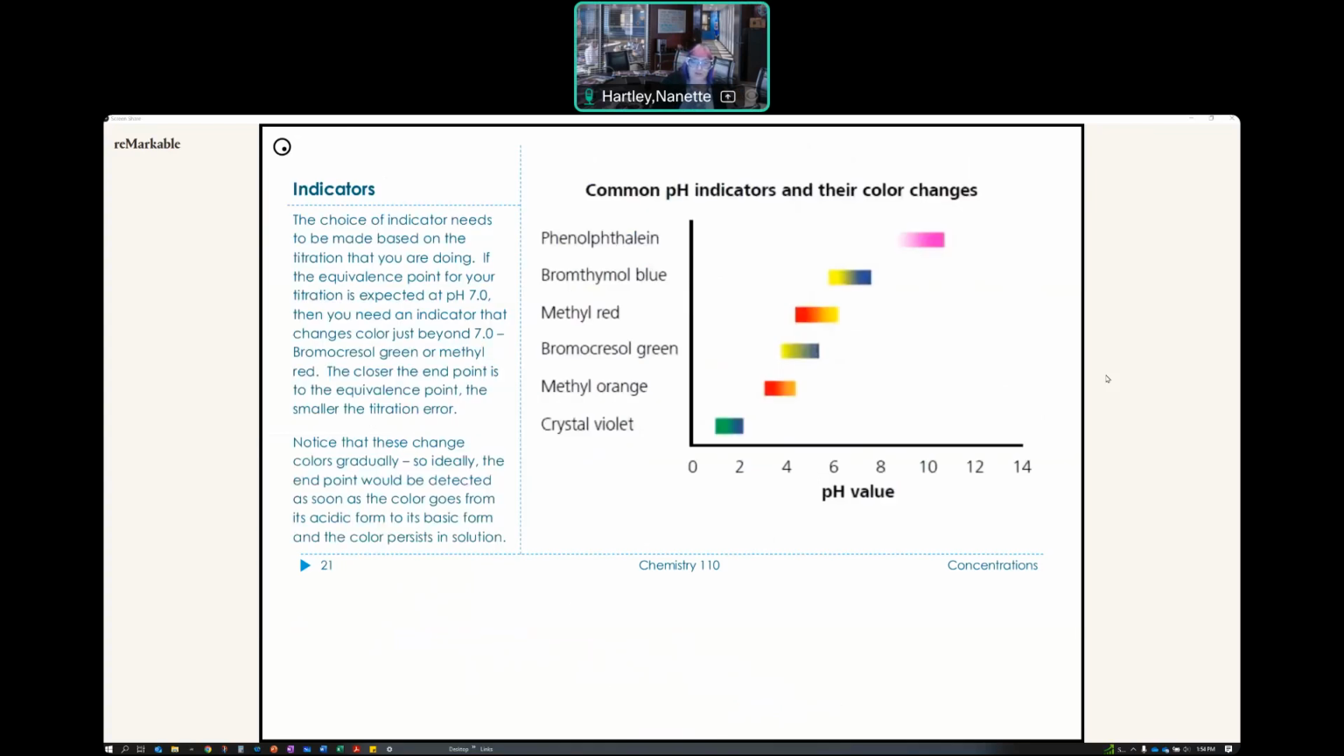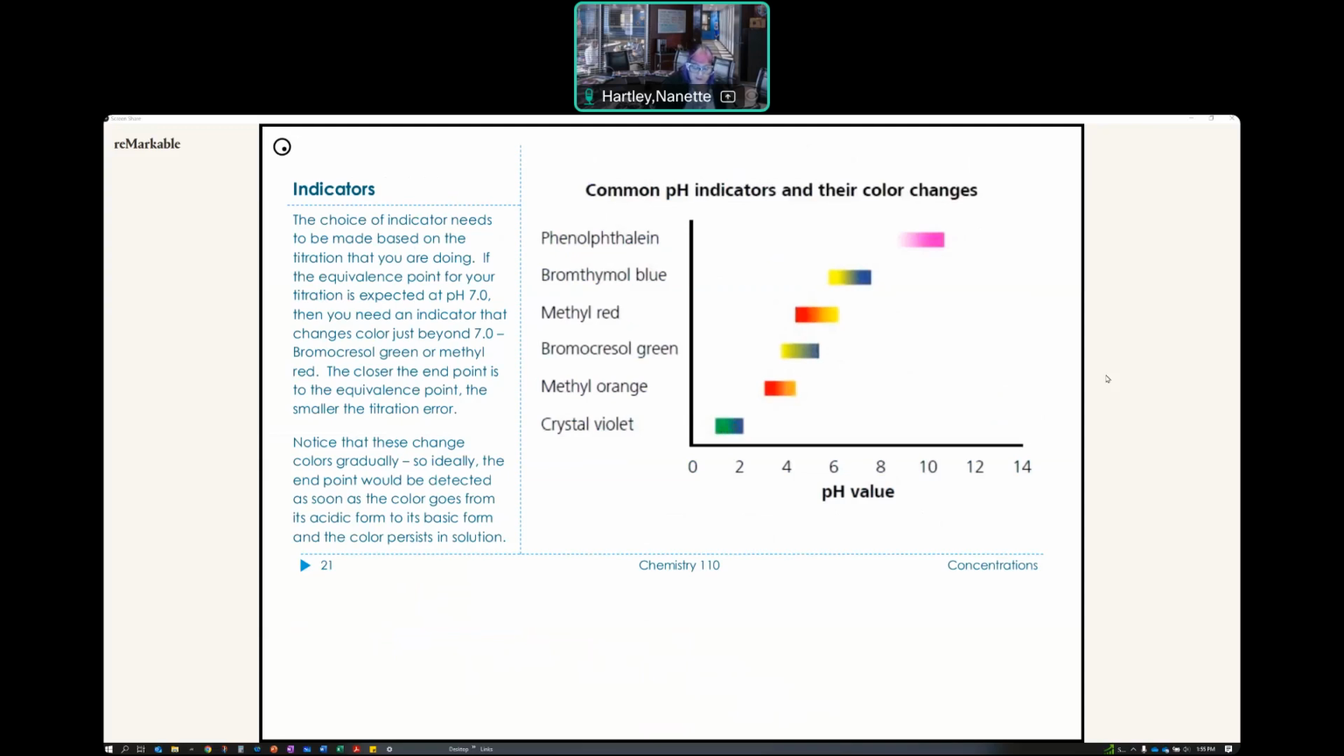Every indicator that we deal with is a color change. So we can talk about crystal violet. It goes from green to blue. And it does so over a finite pH range. So we're looking at it going from like 1 to 2. So right here in the 1.5 kind of range, we hit this transition between green and blue, and that's the color change that we're looking for. So when it starts to go from green to blue, we start to see that transition. That's what we're looking for.